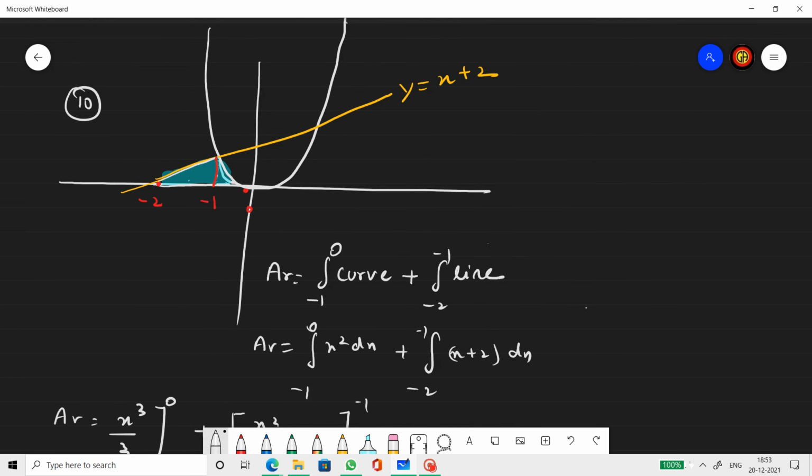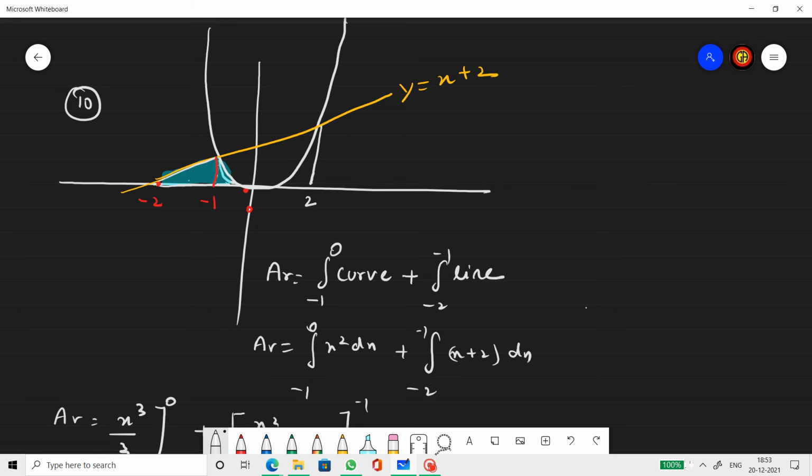10th question is find the area enclosed by the parabola, line and the x-axis. Parabola equation is x square equal to y. So it's a parabola that opens upward. Then we find the point of intersection as usual. We get to know that it meets at -1, 2. So here it meets at -1 on the x-axis and 2 on the y-axis.